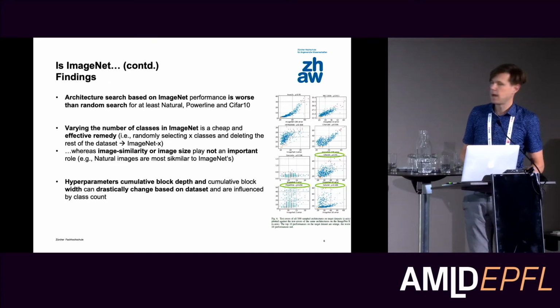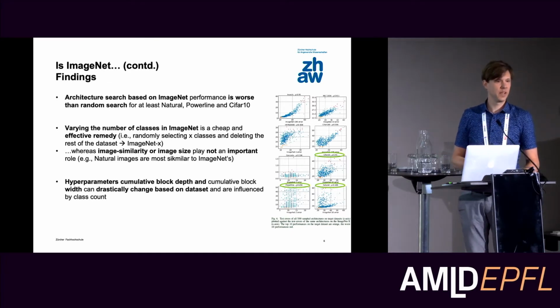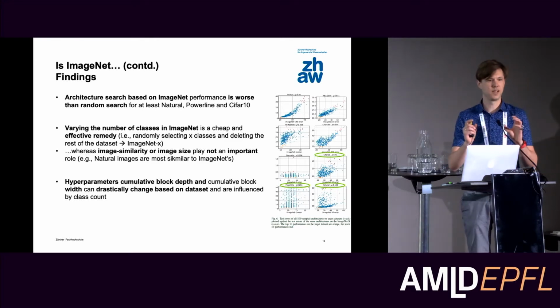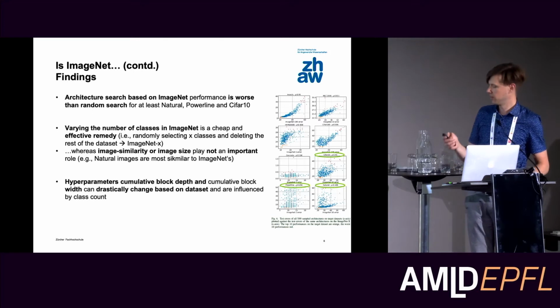So I'm definitely happy we did that study. We wouldn't have suspected to find these things. We suspected that ImageNet is not the perfect proxy for everything, but we didn't suspect to find this correlation with the number of classes.